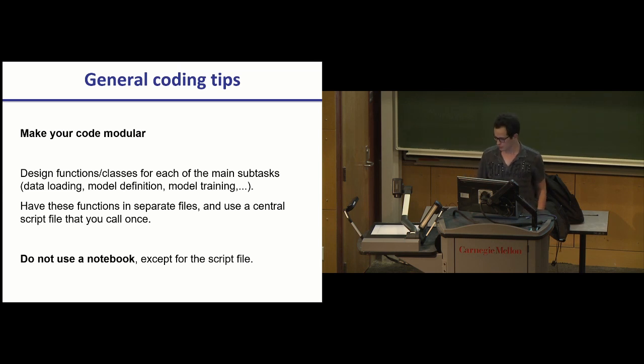So your code should be modular. That means it should be divided into small components. The components do a task, and you know where to find them, and you know how they call each other, these modules. That's a general thing that you do in computer science. Here it's all the more important.